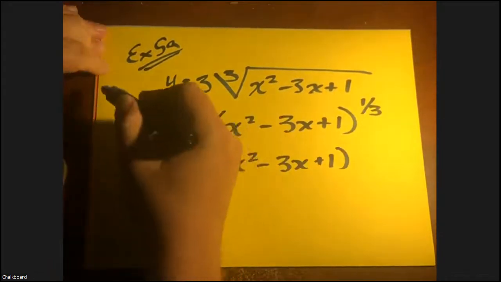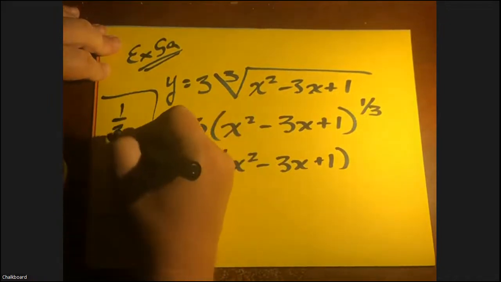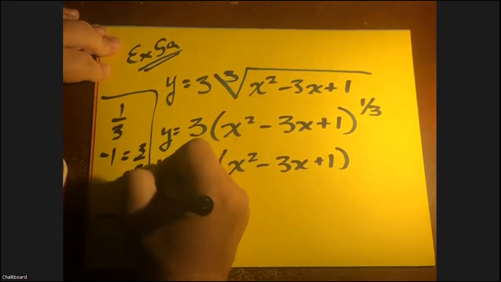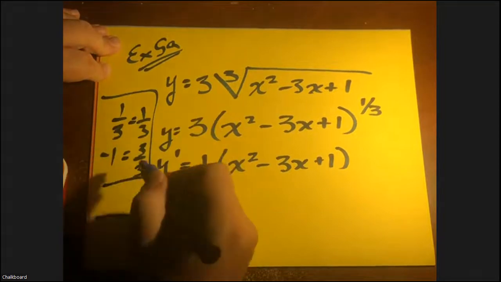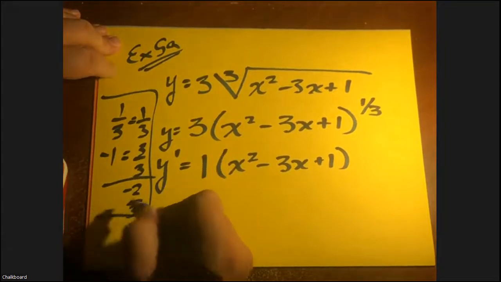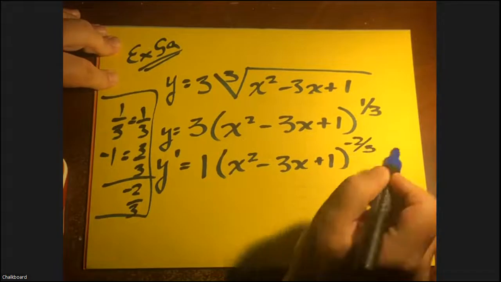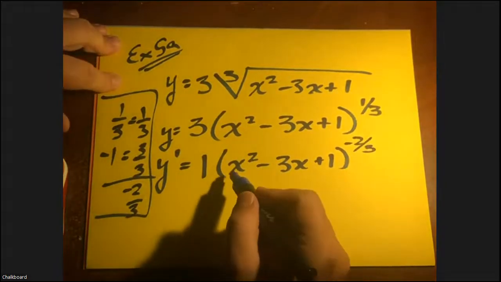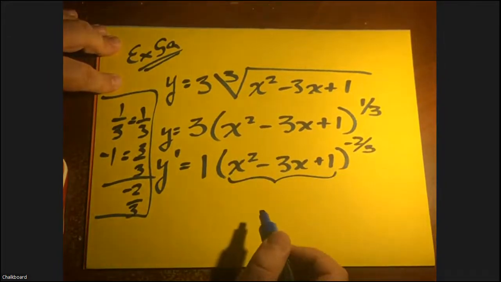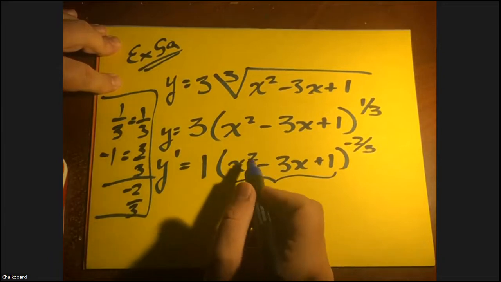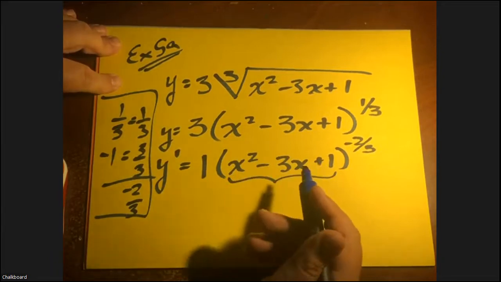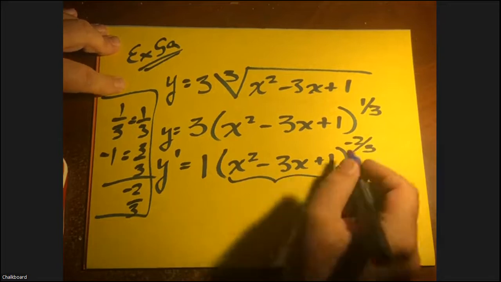And then I need to figure out what is 1/3 minus 1. Well, it's the same as minus 3/3, isn't it? Oh yeah, we did this over and over. What's 1 minus 3? It's minus 2. Minus 2/3. And then the chain rule times the derivative of what's inside. The derivative of what's inside here, this is 2x. What's the derivative of x squared? 2x minus 3, right?